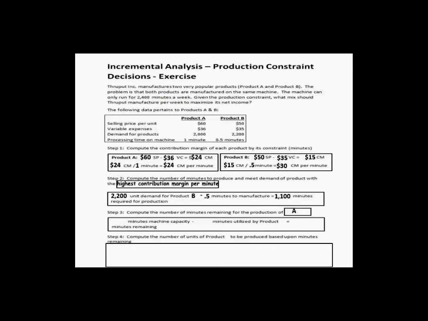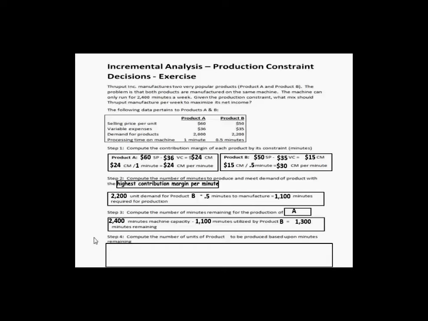So now I have to determine how many units of product A can I produce, given that I'm using up 1,100 minutes producing product B. So I take the 2,400 minutes of machine capacity, which was from the explanation up here, minus 1,100 minutes that have been utilized for product B, and that means we have 1,300 minutes that are available for producing product A.